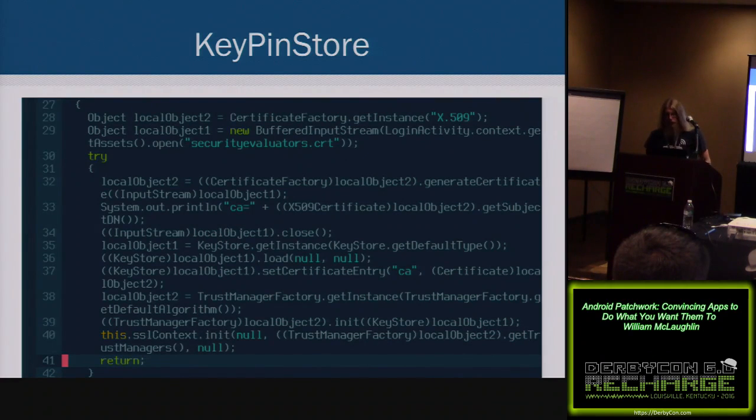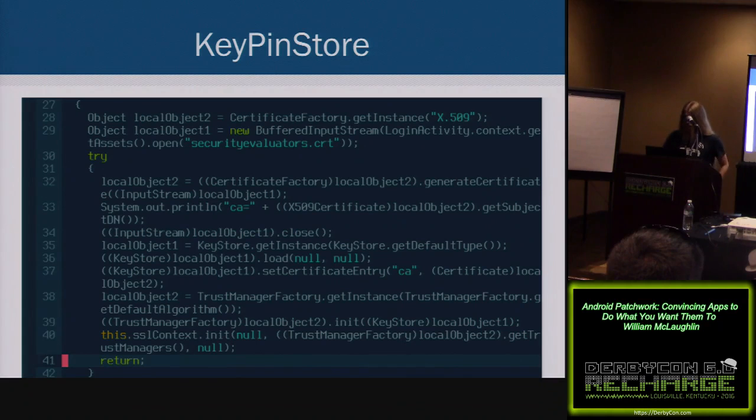So now we have this giant try block, and it's doing a bunch of stuff. It starts off by generating a certificate object using this buffered input stream that contains the data from the certificate file. We've got line 33. It looks like a little bit of debug output that a developer left in. After that, we're closing the input stream because we don't need it anymore.